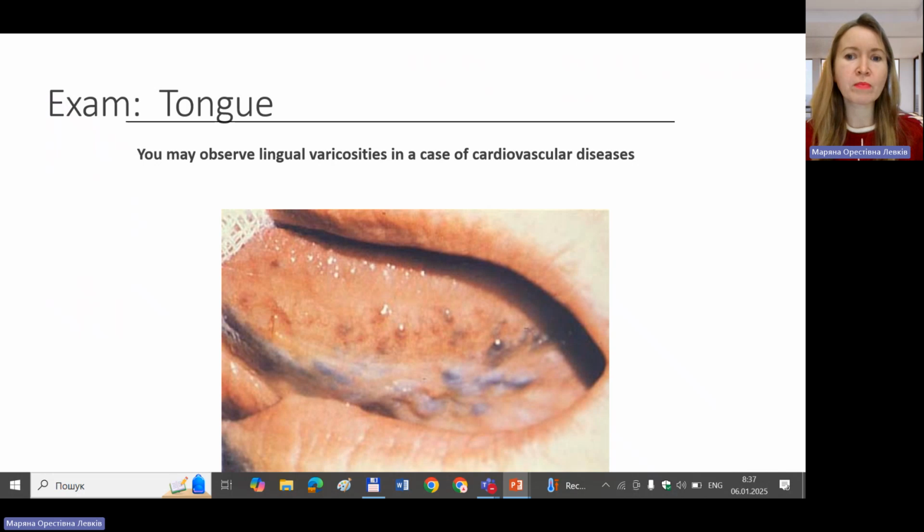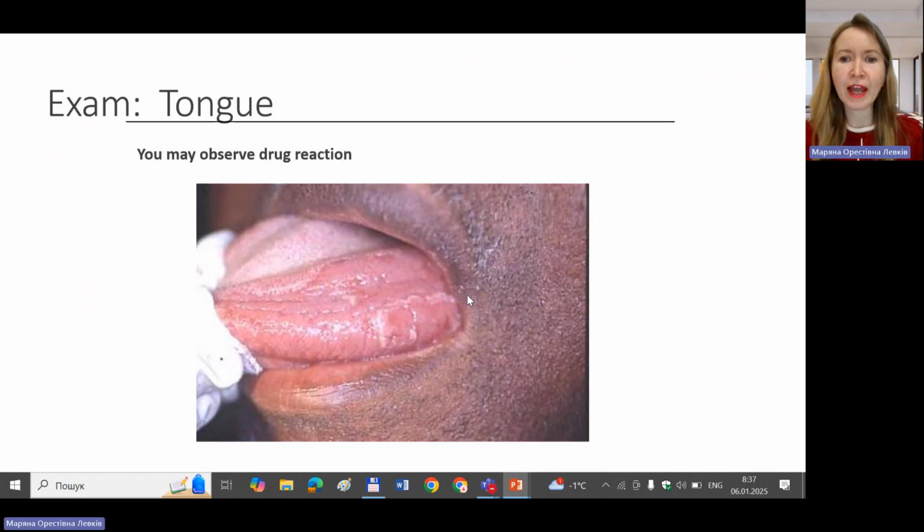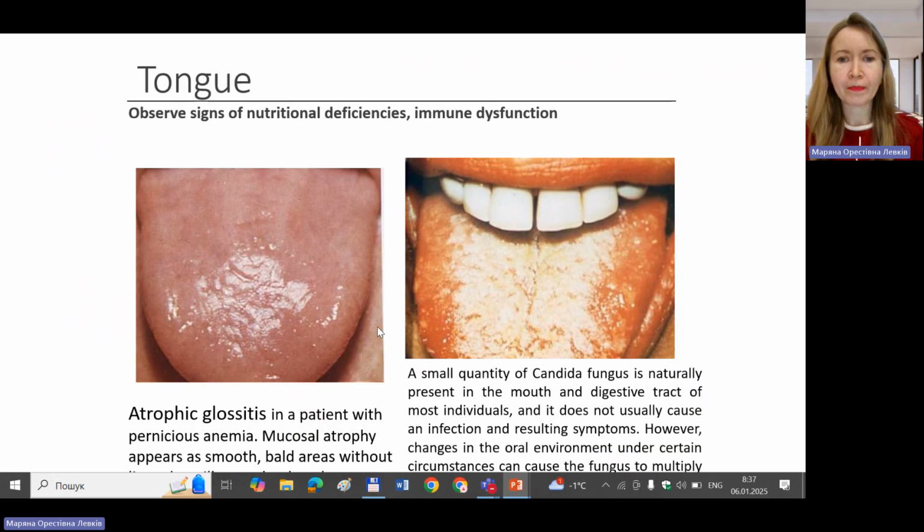So you may observe lingual varicosities in the case of cardiovascular disease. You may observe geographic tongue in the case of erythema migrans. You may observe drug reaction on the lateral surface of the tongue. And please be aware that some nutritional deficiencies and immune dysfunction would also be observed in the tongue.